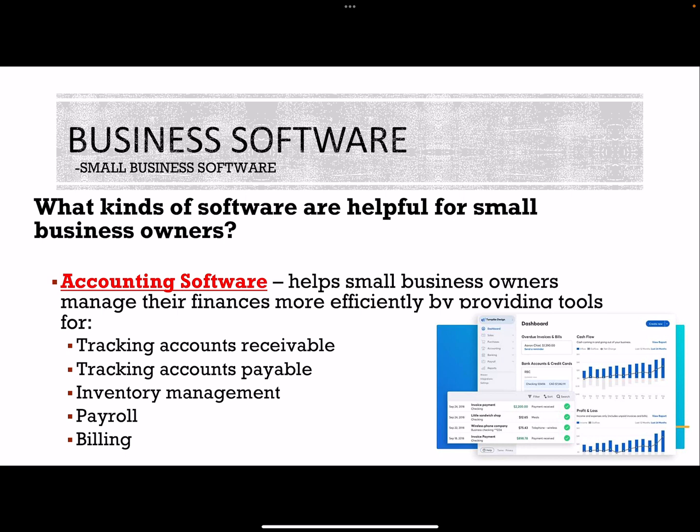Small business software. What kind of software is helpful for small business owners? If you have a small business or a hobby that produces an income, you know the importance of keeping good records and tracking your expenses and income. Accounting software helps small business owners manage their finances more efficiently by providing tools for tracking accounts receivable and accounts payable. In addition, these applications offer inventory management, payroll, and billing tools. QuickBooks is an example of an accounting application. It includes templates for invoices, statements, and financial reports so that small business owners can create common forms and reports.